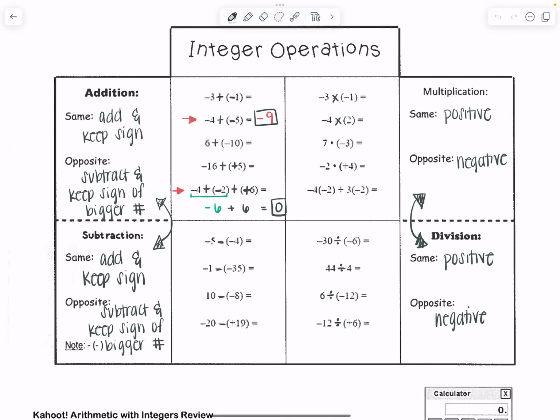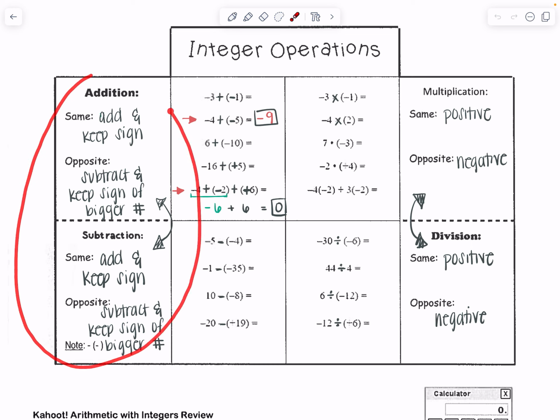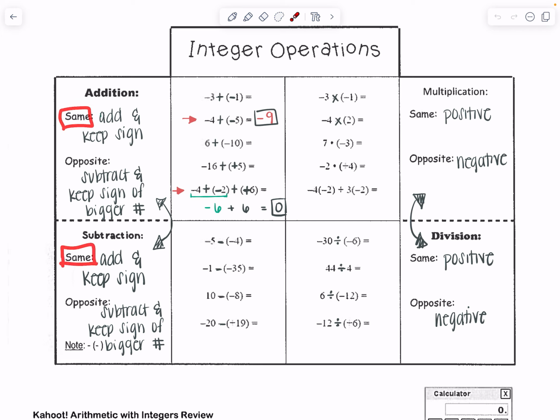All right, guys, so in this video, we are going to look at integer operations. You can see I've got the rules on the left and right. The rules are the same for addition and subtraction. If the signs are the same, you are going to add and keep the sign. So if they're both subtraction, you'll keep the negative sign. If they're both addition, you'll keep the positive sign. For opposite signs, you're going to subtract and keep the sign of the bigger number for both addition and subtraction.